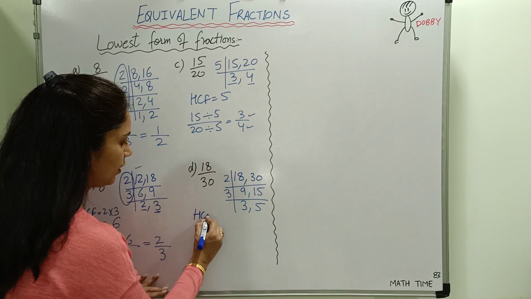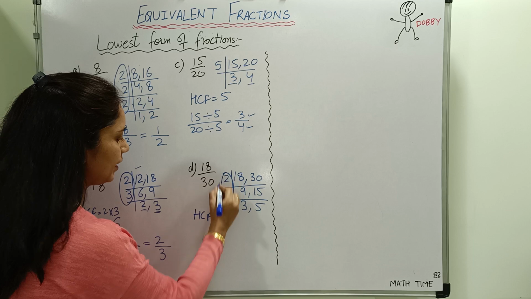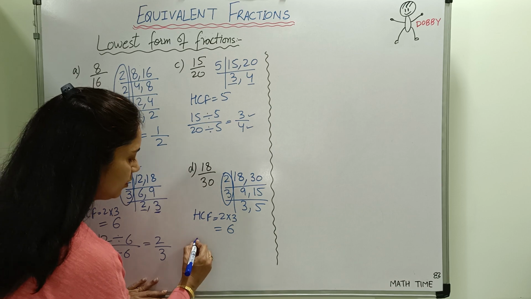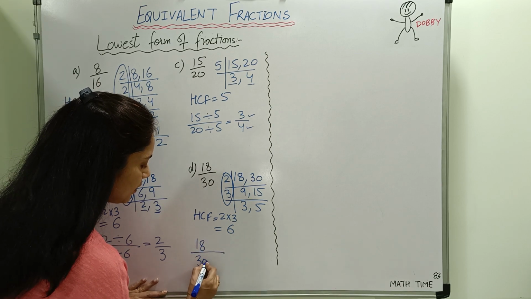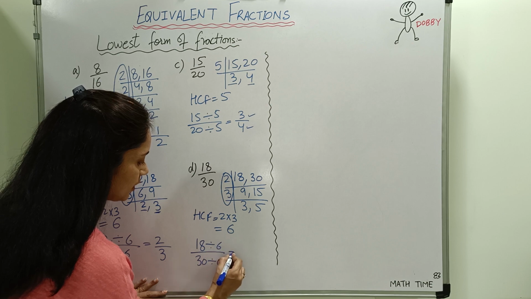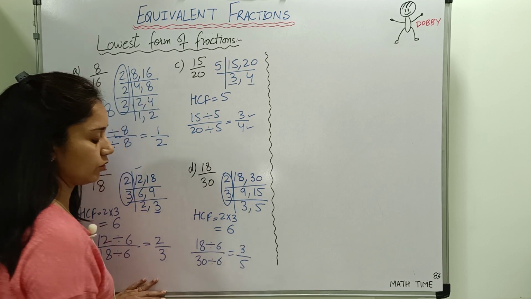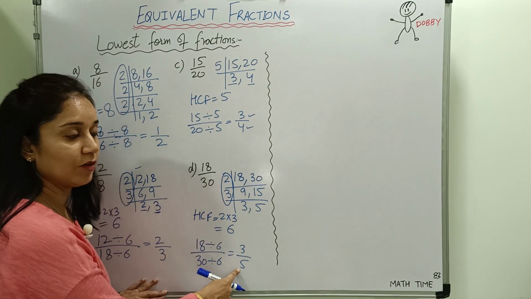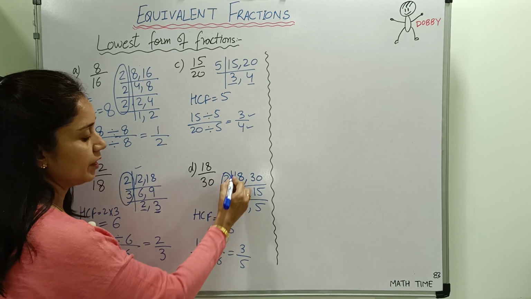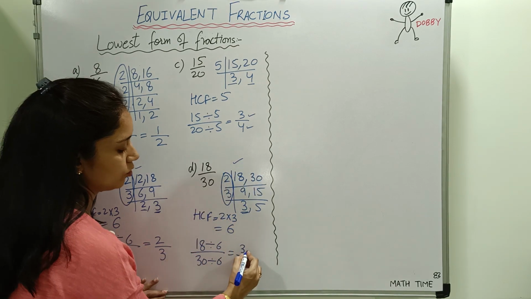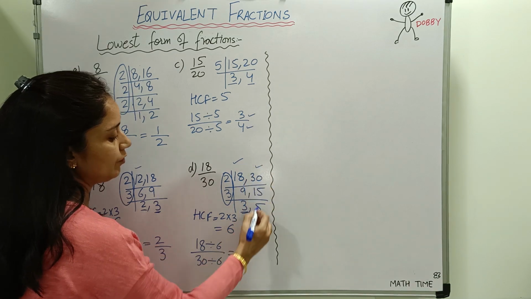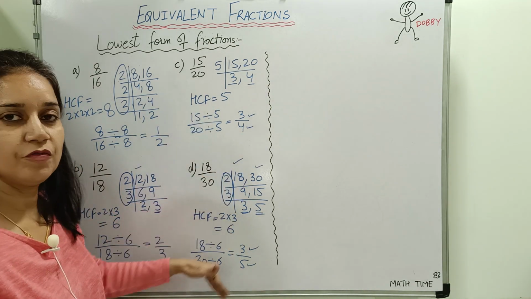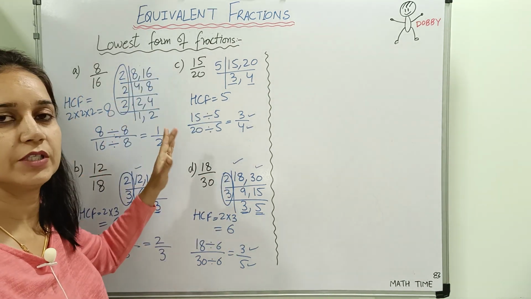So HCF will be only the standing numbers, 2 times 3 gives us 6. Given fraction divided by 6. 6 3s are 18, 6 5s are 30. So the answer is, the lowest term of given fraction 18 upon 30 is 3 upon 5. Let us check from the HCF. In place of 18 we are left with 3, so numerator is 3. In place of 30 we are left with 5, so denominator is 5. So this is how we find the lowest form of a fraction using the HCF method.